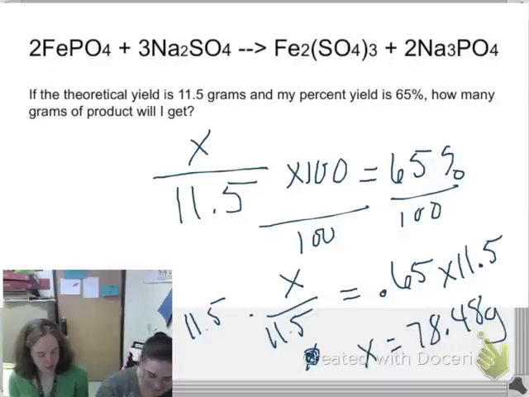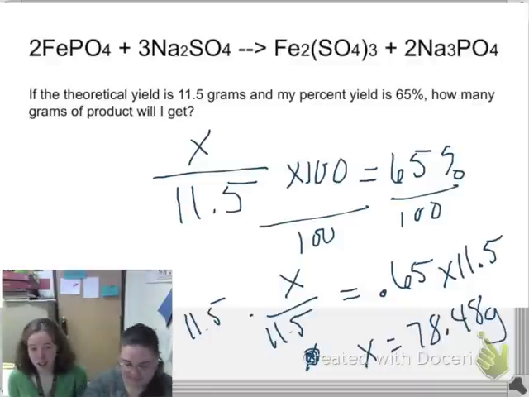It's going to leave a square here, but it's fine. So that's all you have to do. If it gives you a percent and it gives you a theoretical, plug it in the equation, do some algebra. It'll be okay.